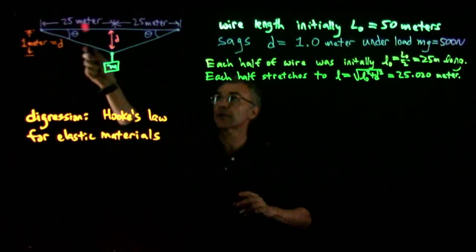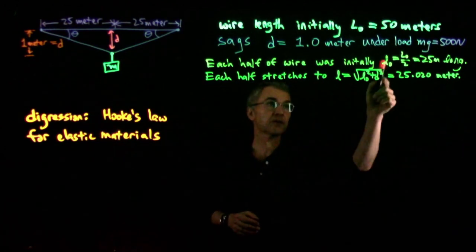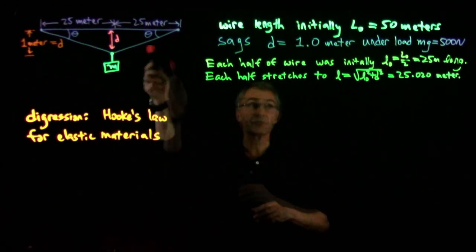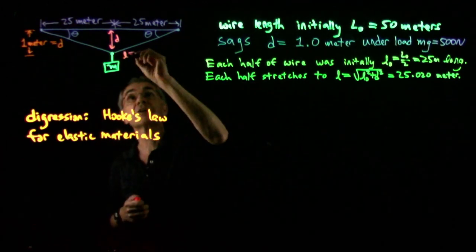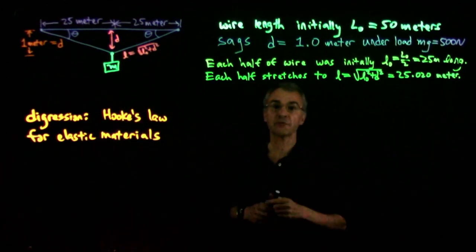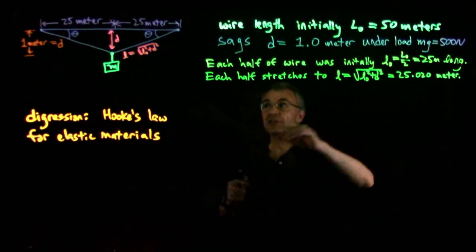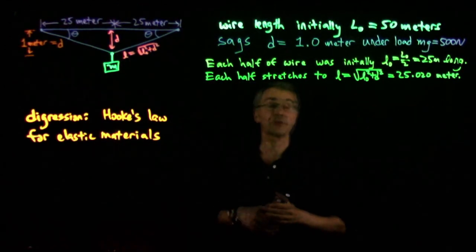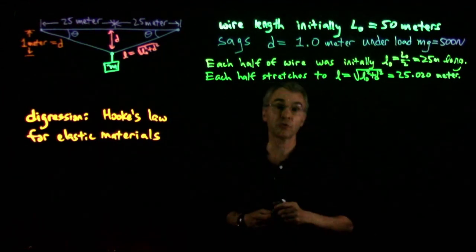So each half of the wire was initially, I'll call it little L0. That's half of big L0, that's 25 meters long. And then each half stretches to, I'm going to call it little l, is the square root of little l initial squared plus d squared. That's 25.020 meters. So each half stretches from 25.0 meters to 25.020 meters. So each half of the wire stretches by 2 centimeters in length.